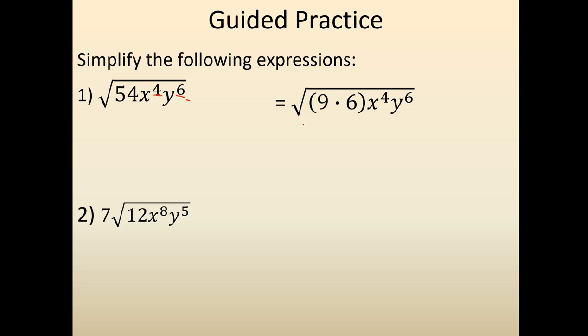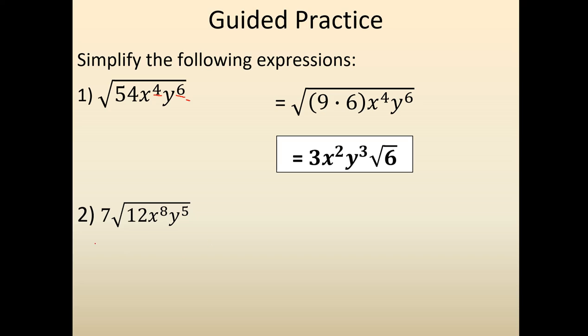9 square root becomes a 3, x to the fourth square root becomes x squared, and y to the sixth square root becomes y cubed. So this ends up being 3x squared y cubed times radical 6. So the 6 remains under the radical because it's not a perfect square and there's no other perfect squares that go into it. All right.